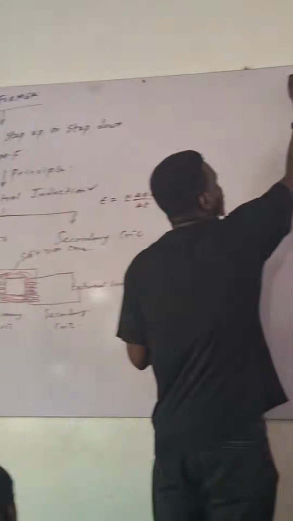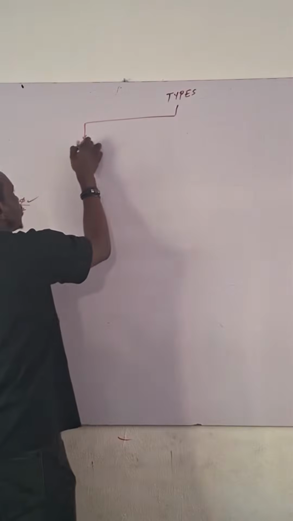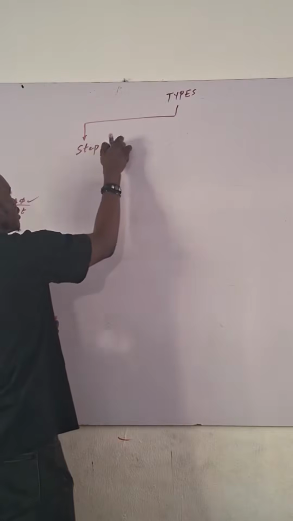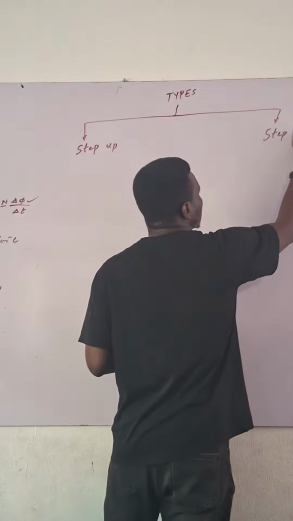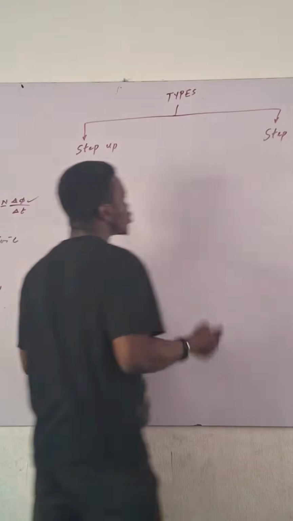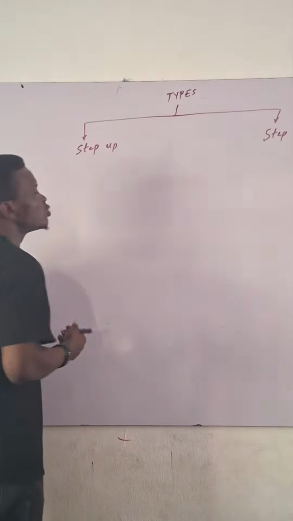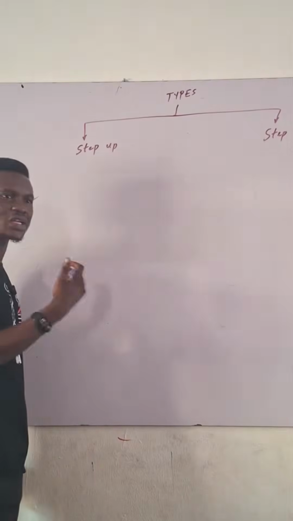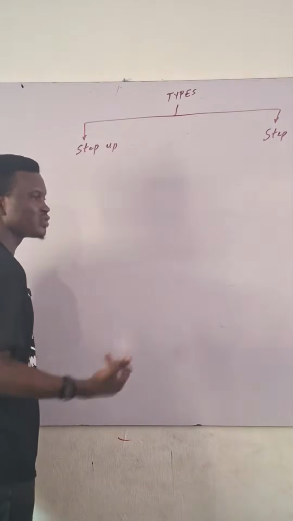Now we have two types of transformer. We have what we call the step-up transformer, and we have what we call the step-down transformer. So by the time I start giving you questions, I want you to be solving and telling me why you have chosen your answer, on analysis, not just picking answers. Show me why you have chosen your answer.